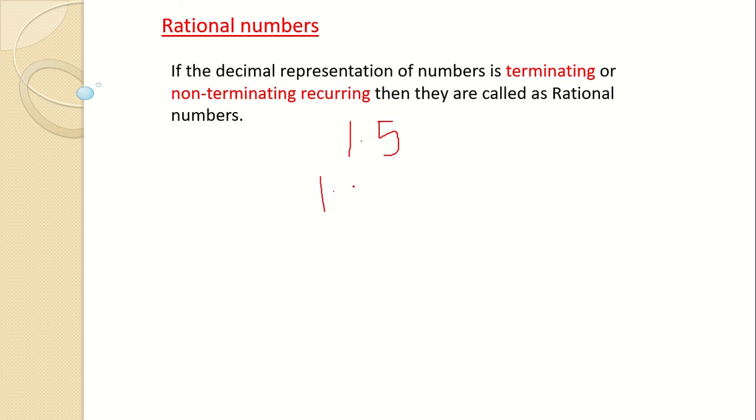Now there's one more, 1.3333. It goes on, we don't know how many, it just goes on 3333. While representing, sometimes it is shown this way, 1.3 with a dot on top of it, which means 3 is recurring. So it is of the non-terminating recurring type. This one is terminating type and this one is non-terminating recurring type. So both these forms are called rational numbers.